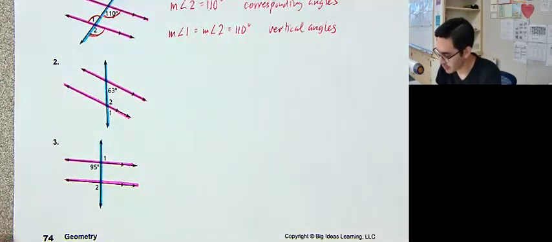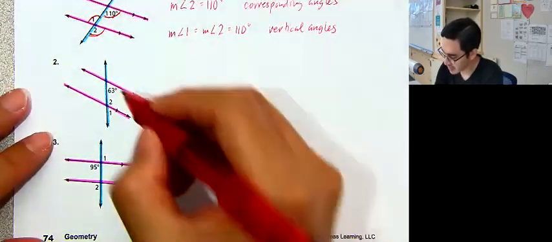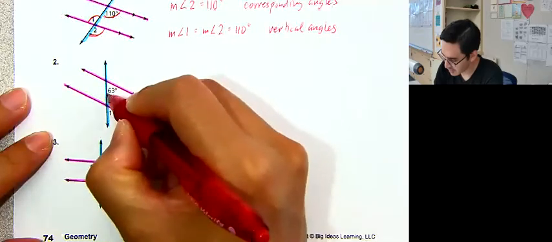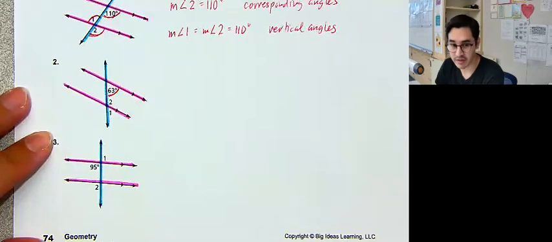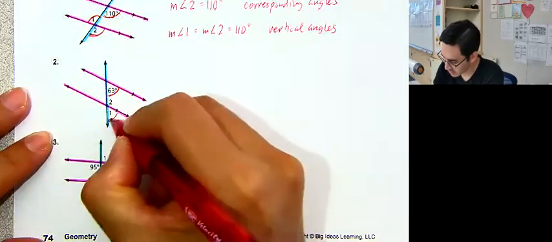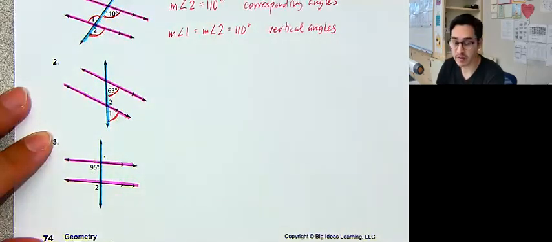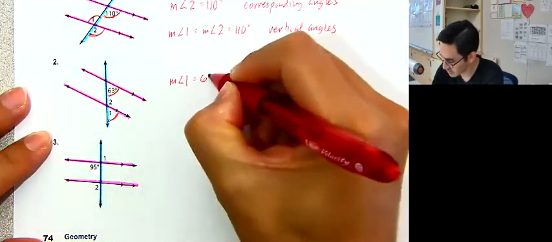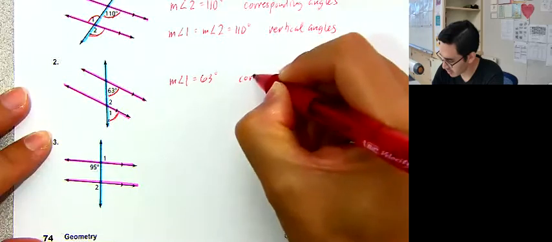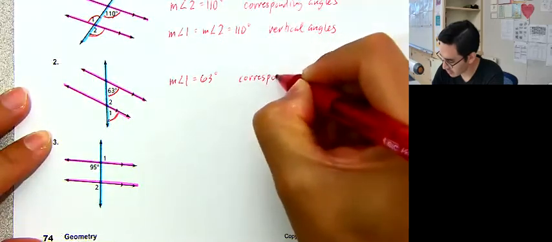All right, problem number 2. Okay, kind of the same idea. So we have this angle here, this acute angle of 63 degrees. It's kind of in the lower right position of its intersection. And angle 1 is also in the lower right position. Okay. So we could conclude that the measure of angle 1 is 63 degrees. Those angles are corresponding angles.